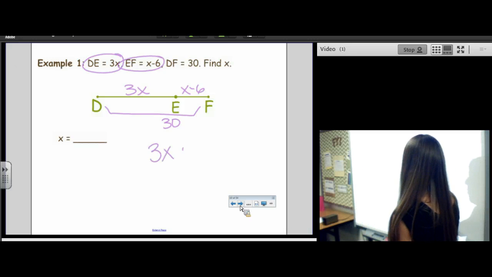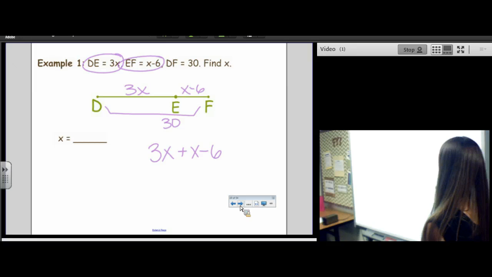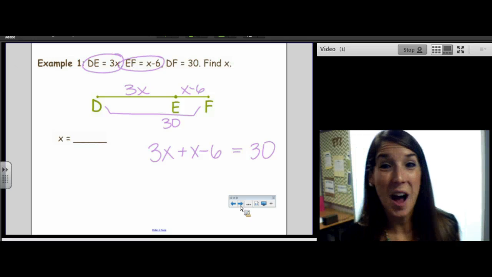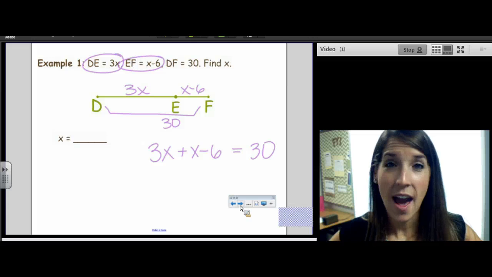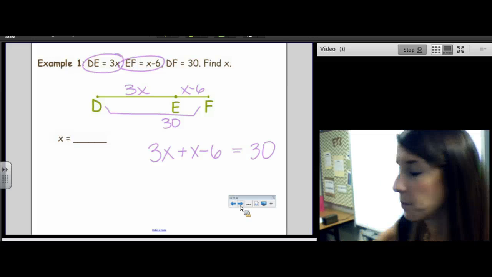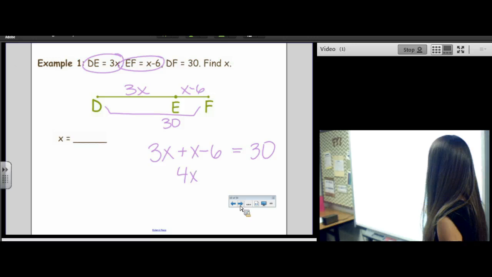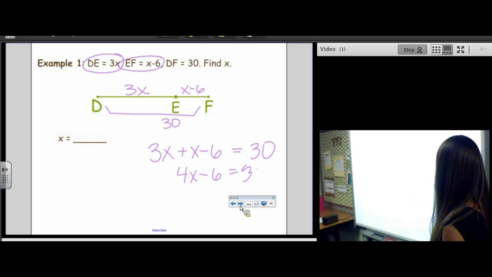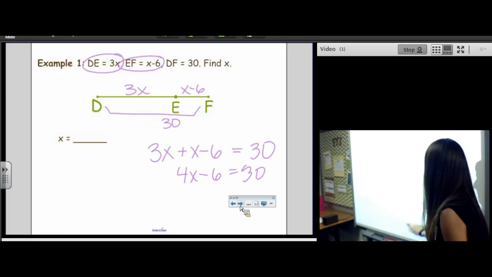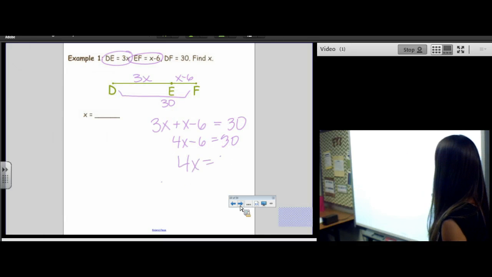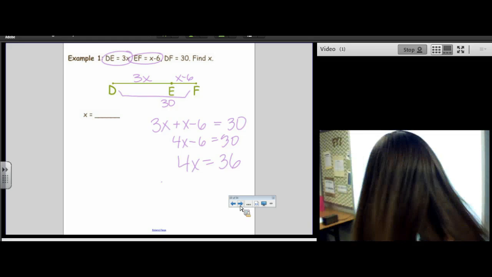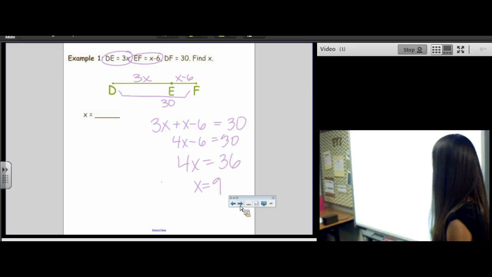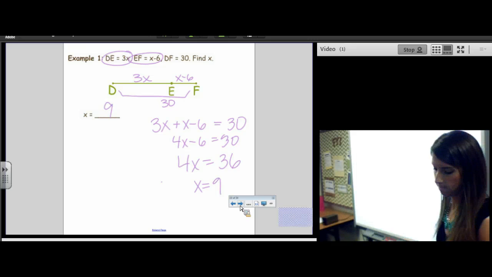Part plus part equals whole. Do you see why we took 2 days to stop and review algebra? Because you're going to have to do algebra to do geometry. Algebra is ingrained in the geometry. 4x minus 6 equals 30. Sorry about my 3. 4x equals 36. X equals 9. End of story, done.